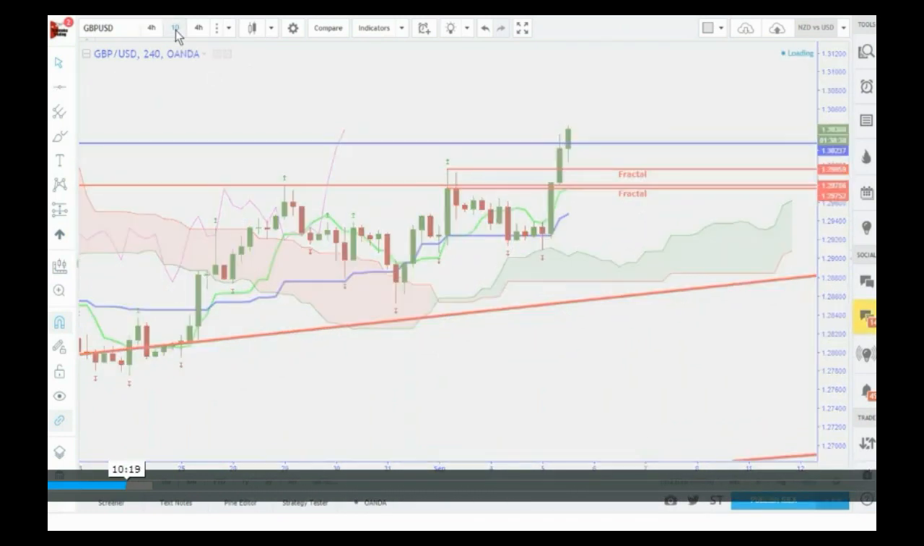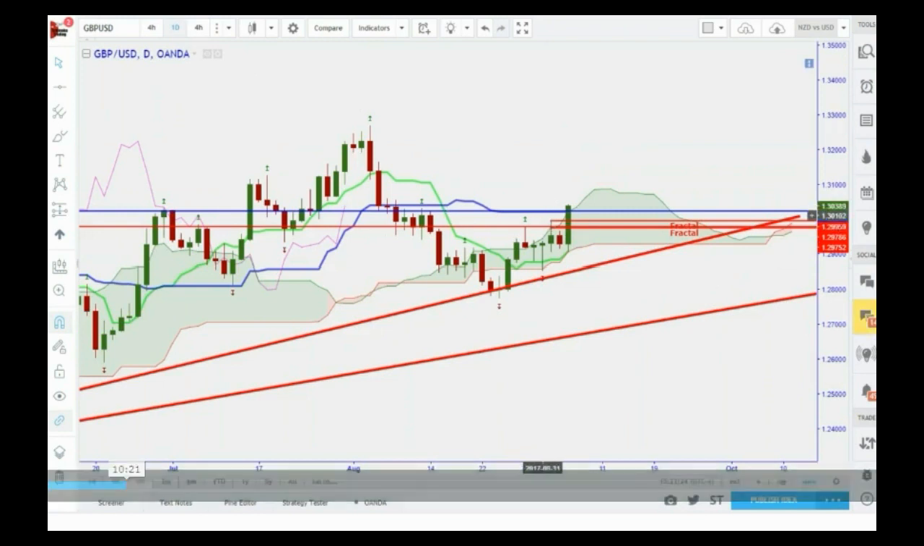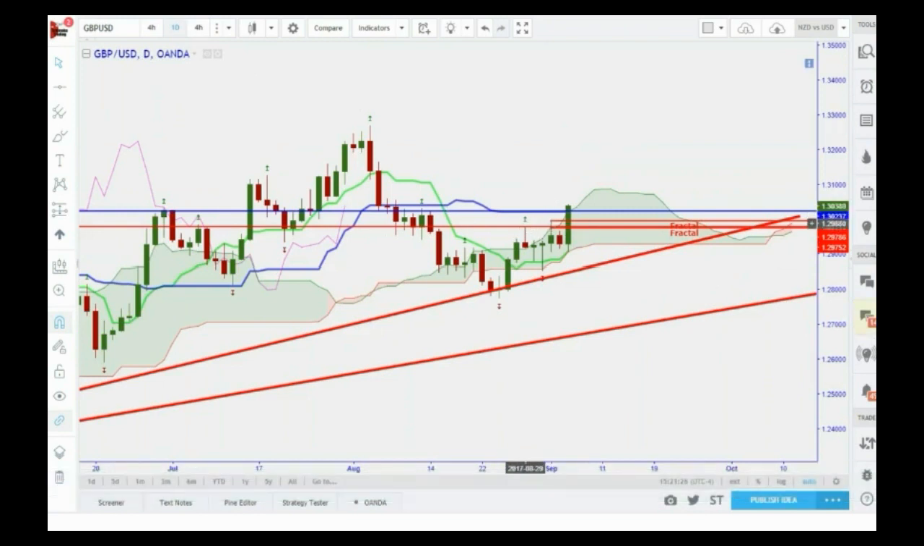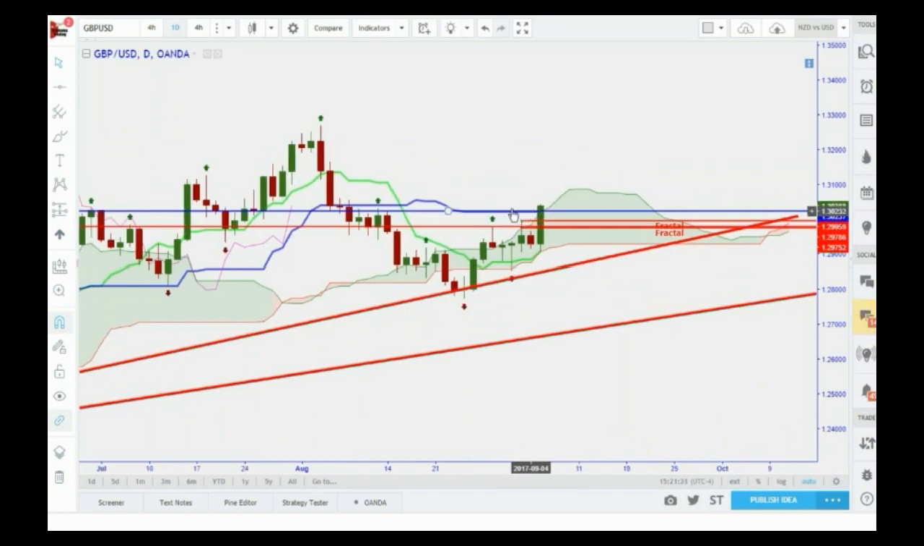So that's what I'm looking at on this. I'm waiting for the daily to tell me what to do here. When the daily closes above this fractal here, I'm probably going to take the trade, depending on what the rejection looks like at the Kijun-sen. I don't want to see this close lower than the Kijun-sen because we have resistance at the Kijun-sen and the cloud.